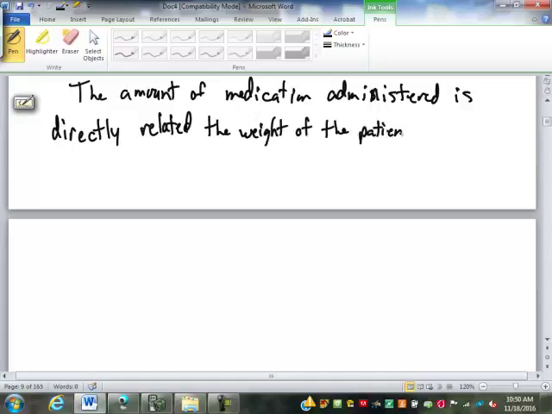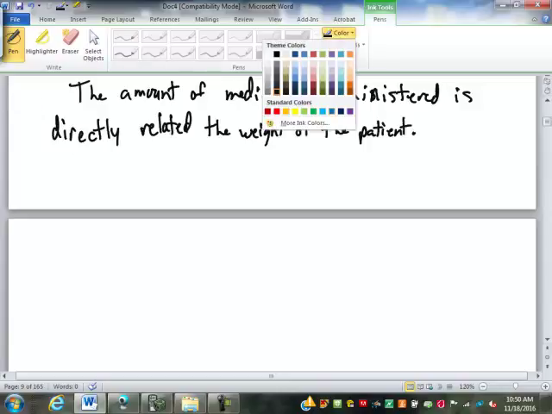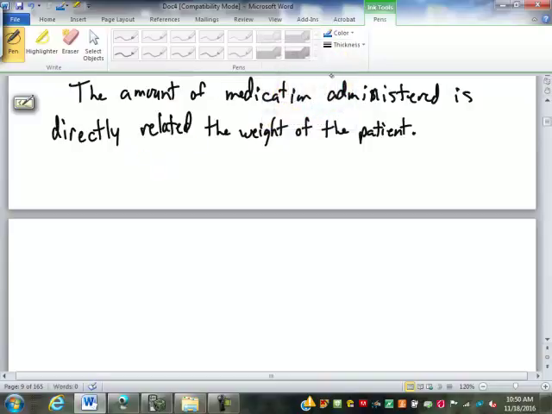So there are a lot of different ways of wording that. Like I said, the amount of medication administered is directly related to the weight of the patient. I could say the amount of medication administered varies directly with the weight of the patient. I could say there's a direct relationship between these two things. When you hear the word direct, it means that y equals a constant times x. Here we're going to put medication equals a constant times weight.